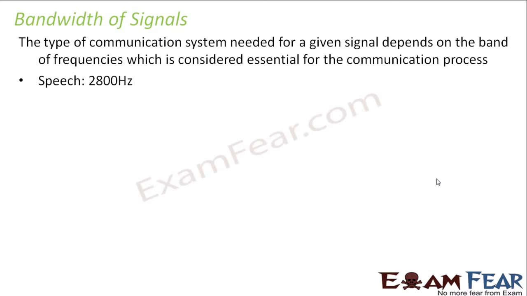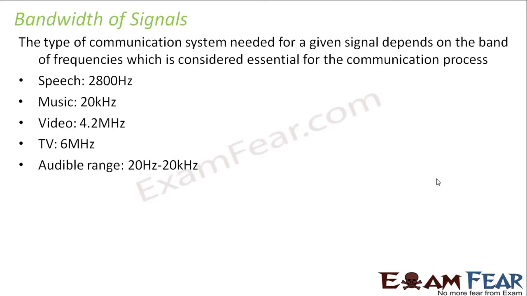For example, the bandwidth of speech signals falls somewhere around 2800 hertz. Similarly, for music it is 20 kilohertz. For video, 4.2 megahertz. TV, 6 megahertz. And the audible range of frequency for a human ear is 20 hertz to 20 kilohertz. That means any frequency which falls within this range is audible to a human being. We can hear them, and anything which falls out of this range, we cannot hear. Speech and music fall in this range, and that is why we can hear them. Similarly, each and every signal will have its own range of frequencies, and it is very important to have an idea about that range so that we can construct a communication system accordingly.